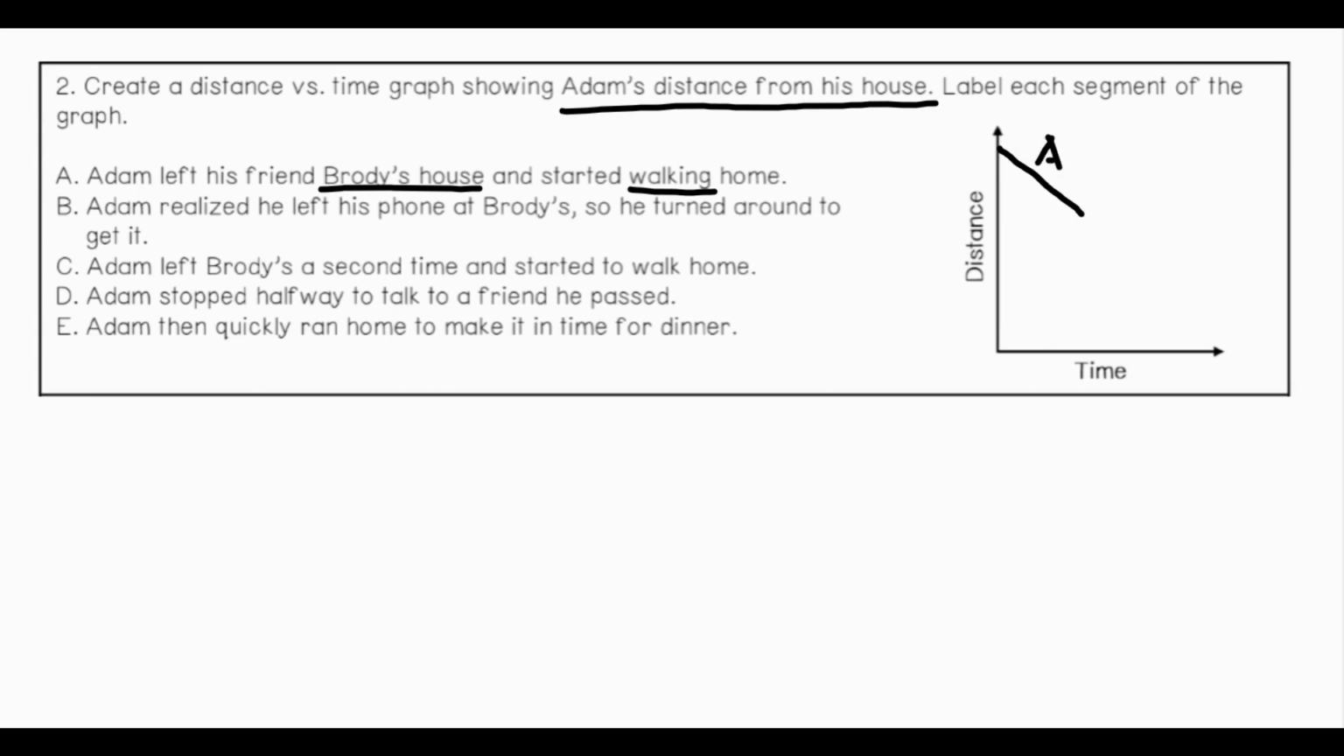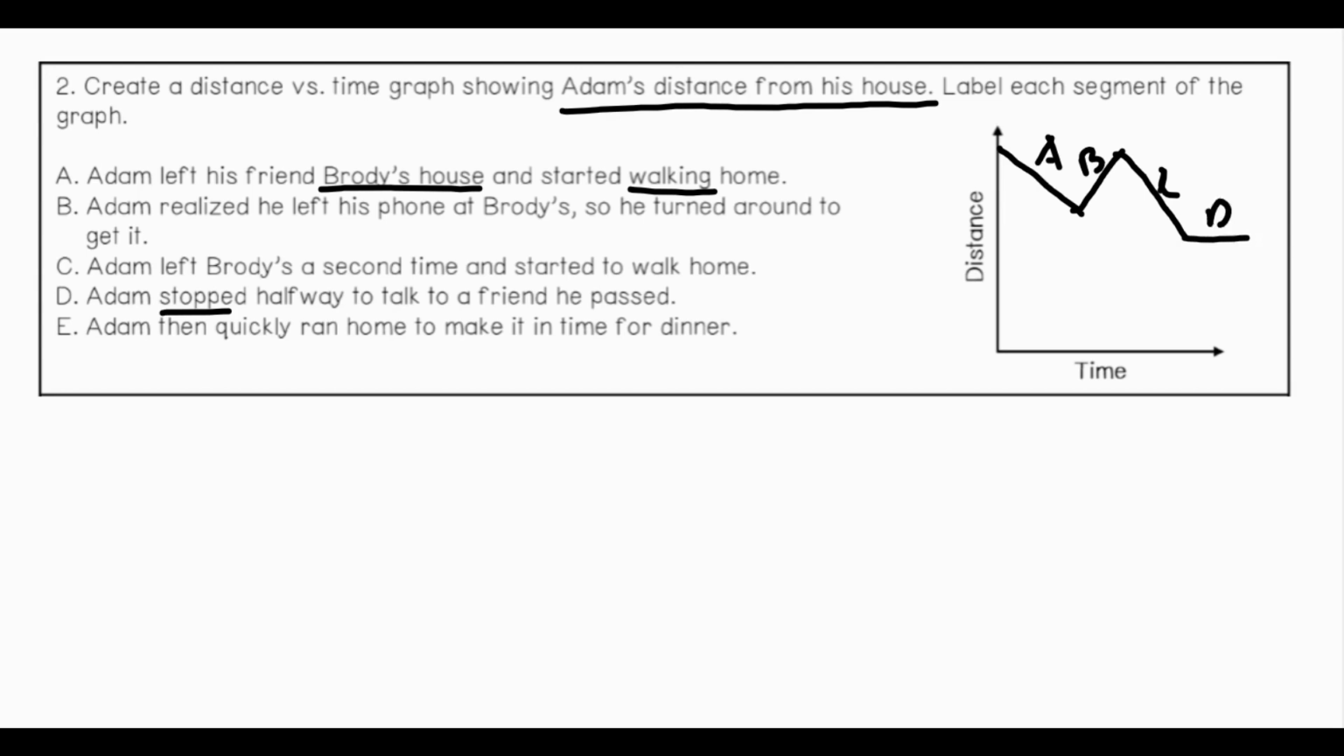Next, part B, Adam realized he left his phone at Brody's house, so he turned around to get it. So here I'm going back to Brody's house to get my phone. So that's B. C, Adam left Brody's a second time and started to walk home. This is the same as part A. So here I'm walking home, again, a linear relationship. So we'll call this part C. Adam stopped halfway to talk to a friend he passed. If he's stopping, time's going to increase as distance does not change. So here I'd have a horizontal line, and that's D.